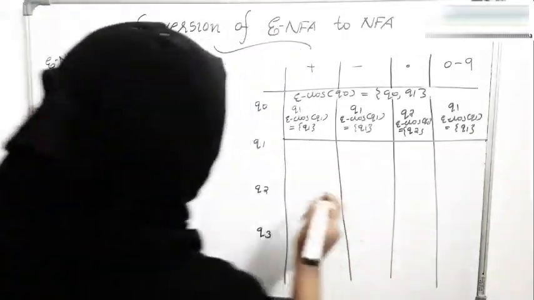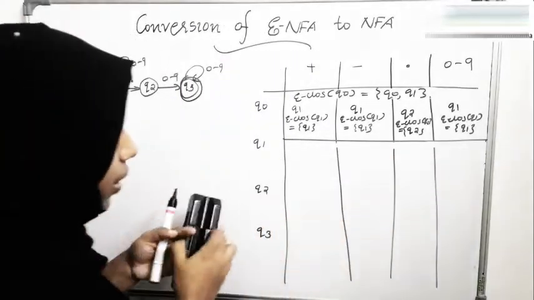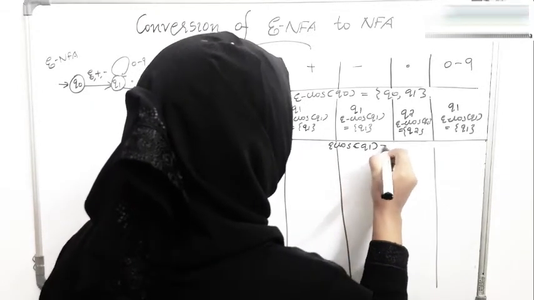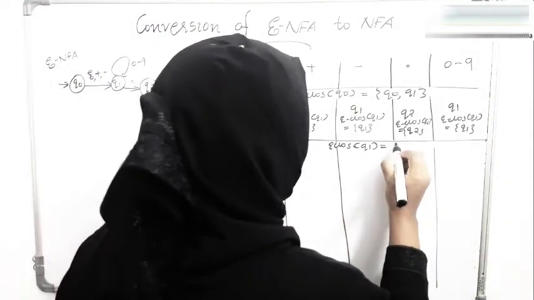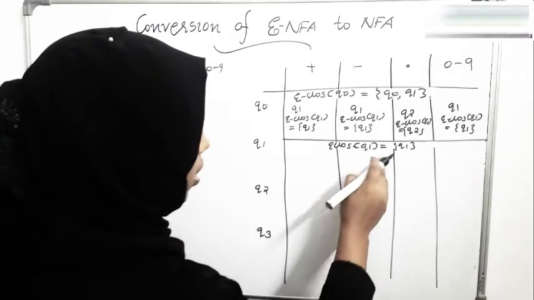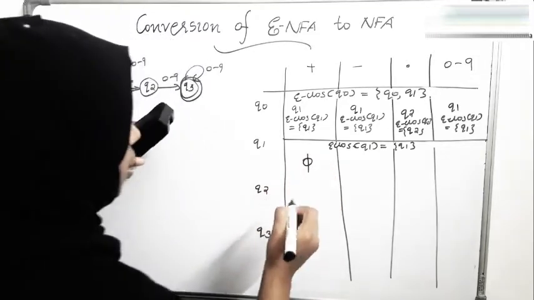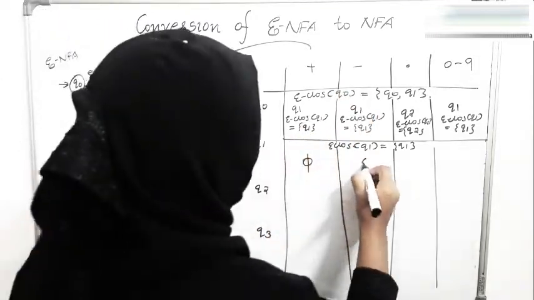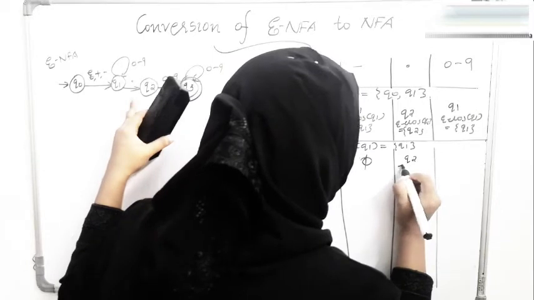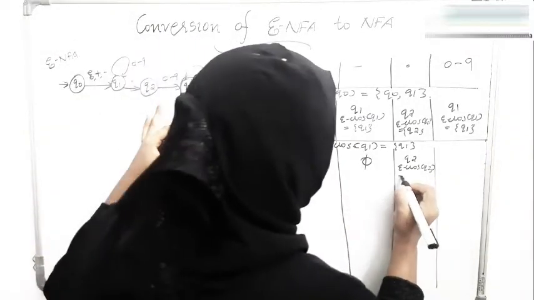So this row is over. Next is E close of Q1. You have to find E close of the state to begin with. So E close of Q1. Epsilon closure of Q1 is Q1 itself, because we can't go anywhere else with the help of epsilons, because that is not defined. Now Q1 comma plus is not defined, so null set. Now Q1 comma minus is not defined, so null set. Now Q1 comma dot is Q2. Now you have to take E close of Q2. E close of Q2 is Q2 itself.